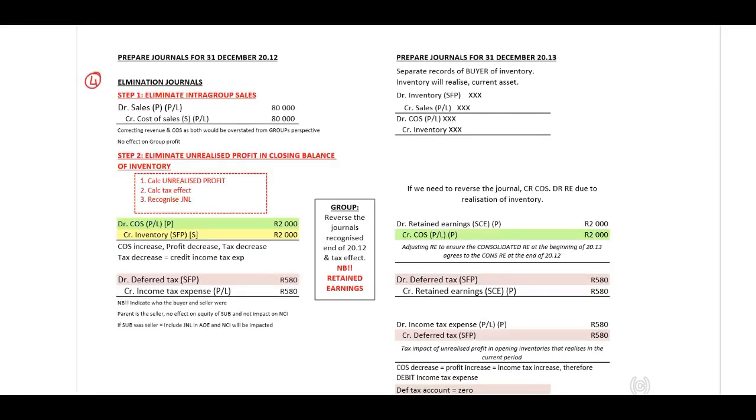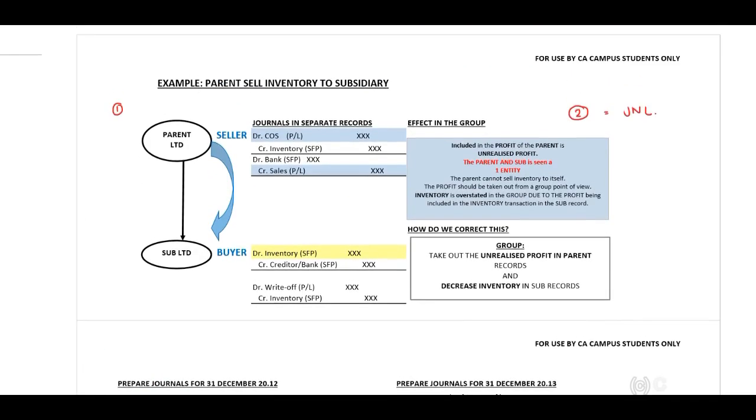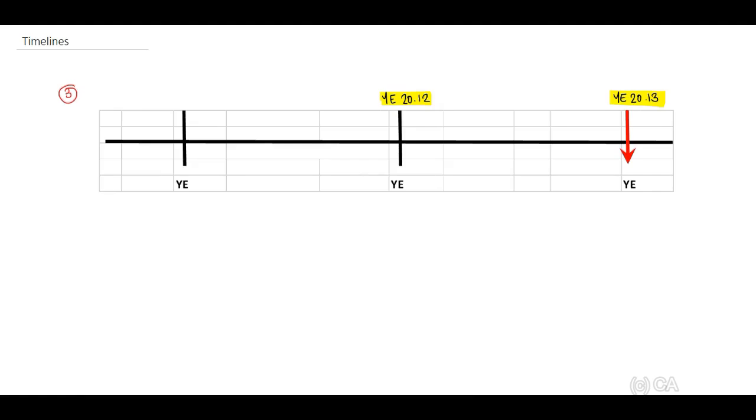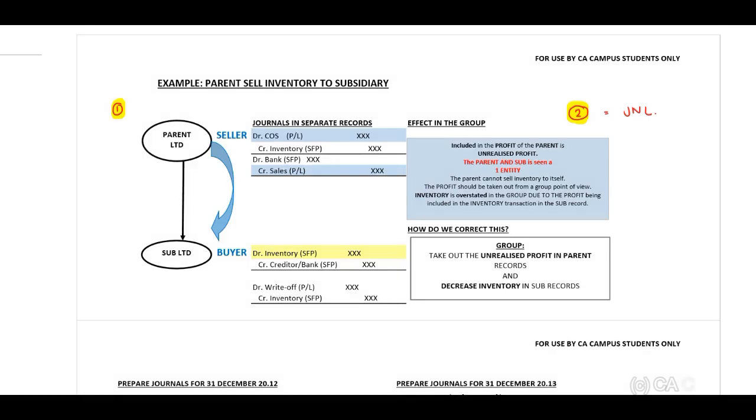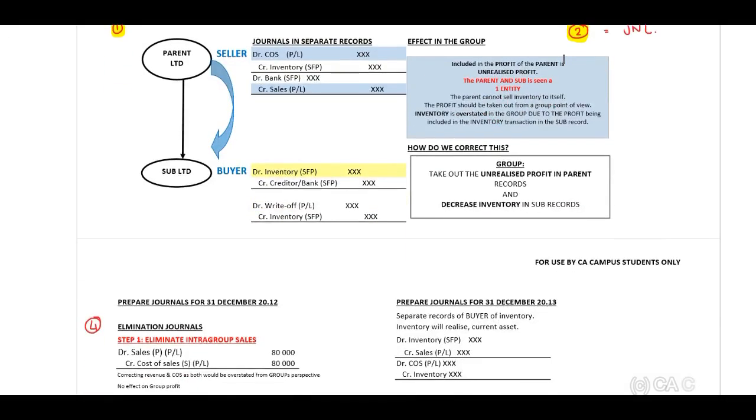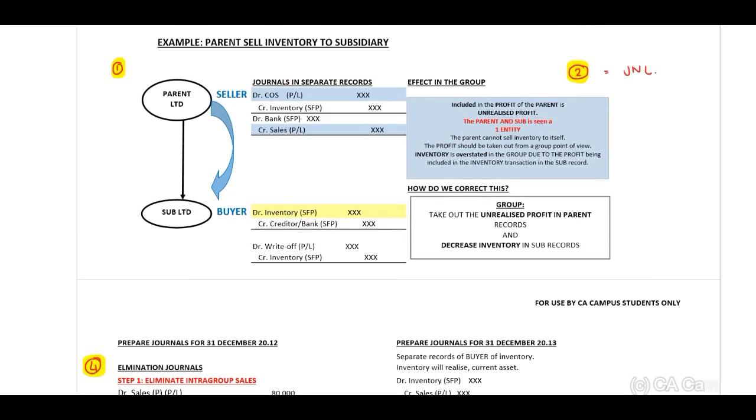Now, let me just recap. Step 1, understand the journals in the separate records. Understand the effect on my group. If it's a complicated transaction, include a timeline. And then I prefer my elimination journals. Right. Now, when we look at the separate records, our parent sells to the subsidiary.